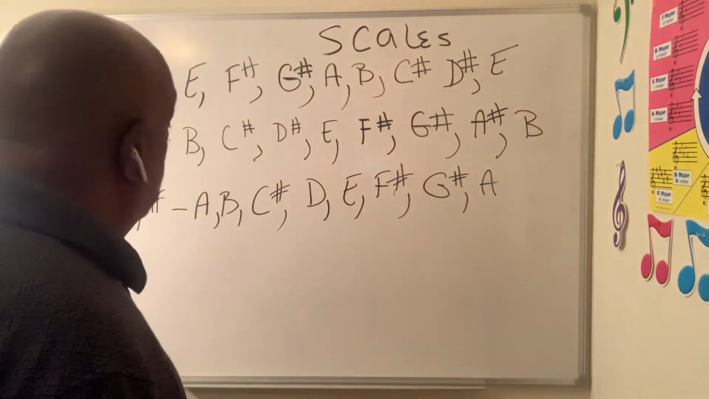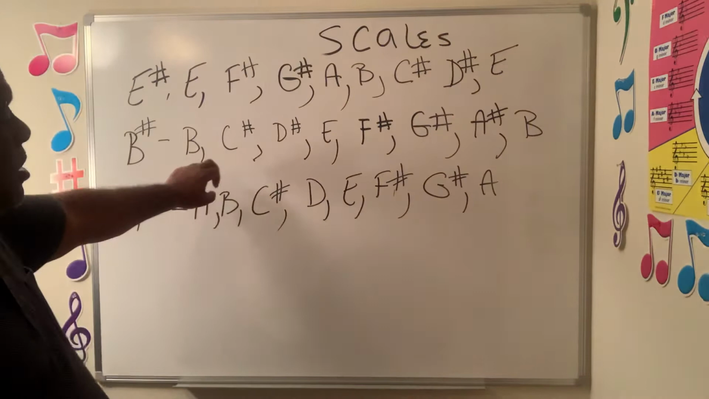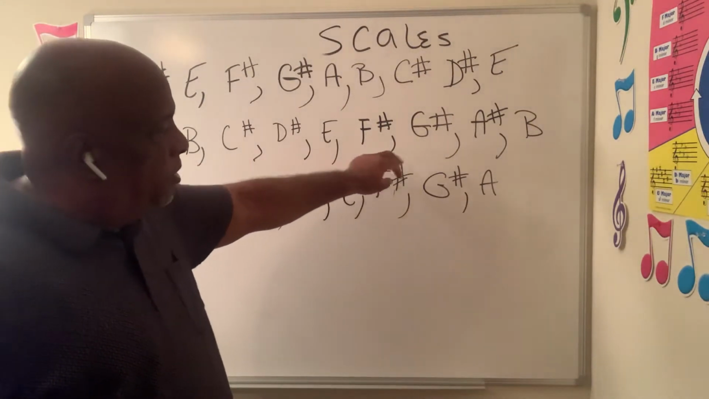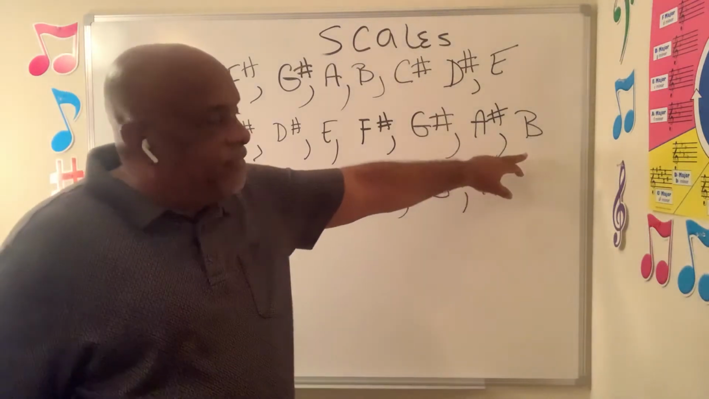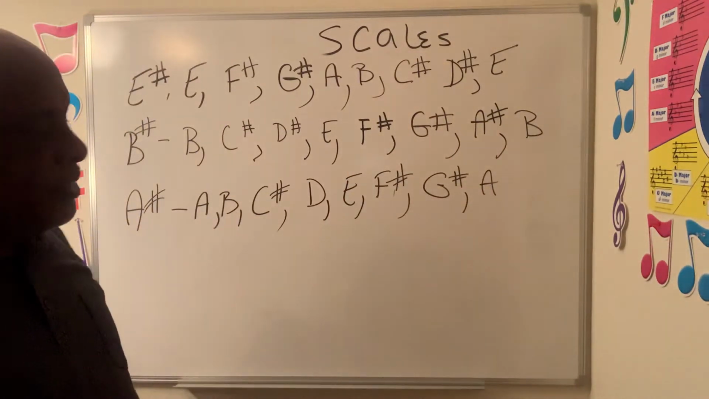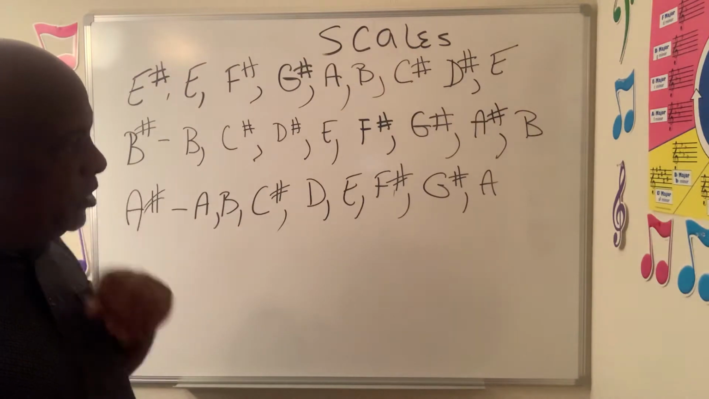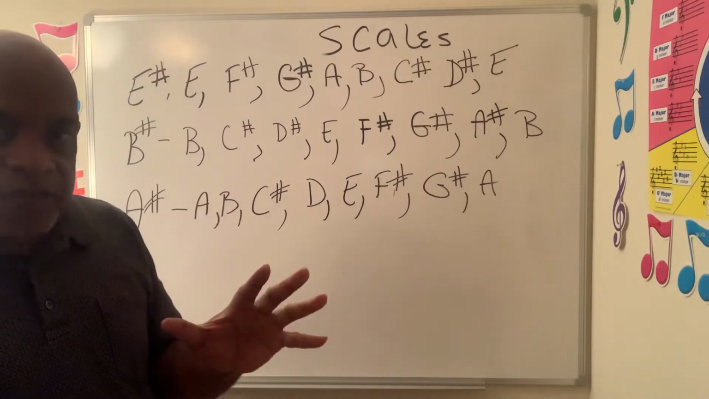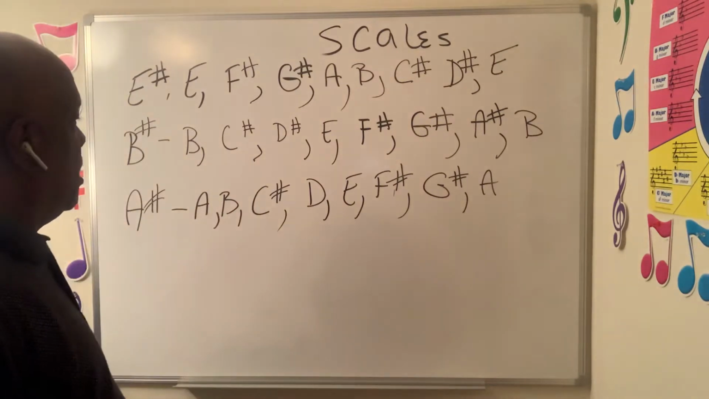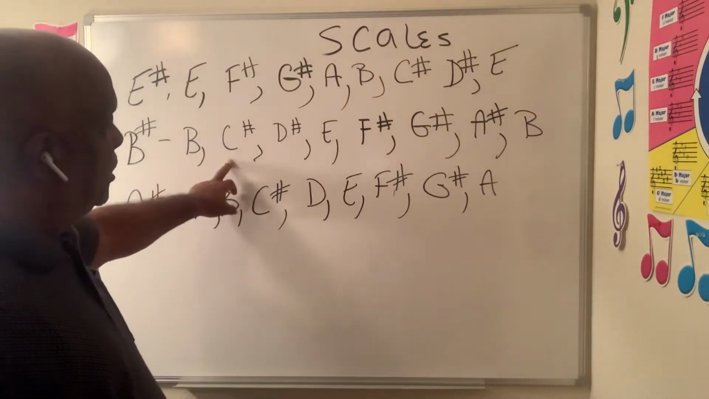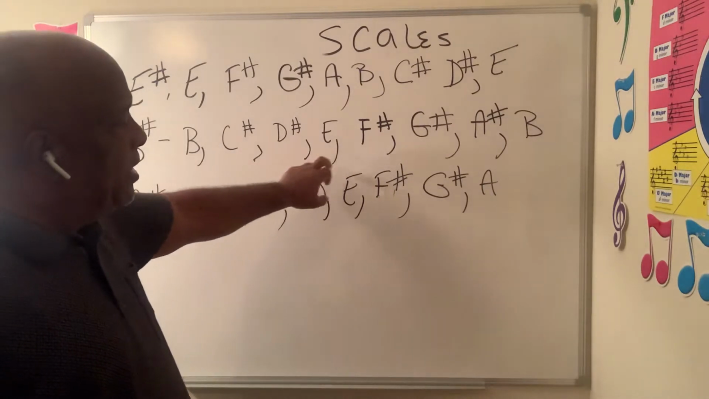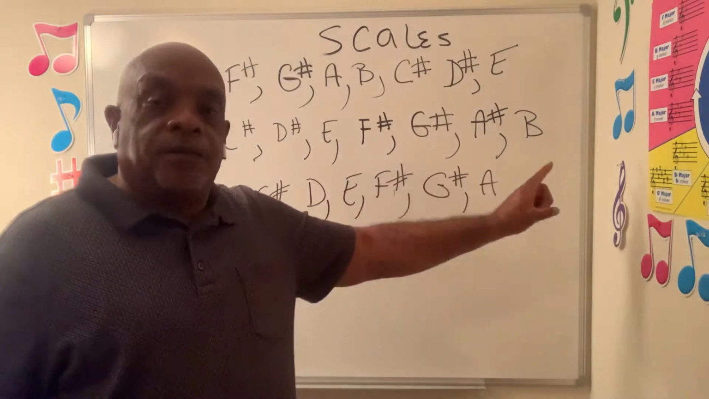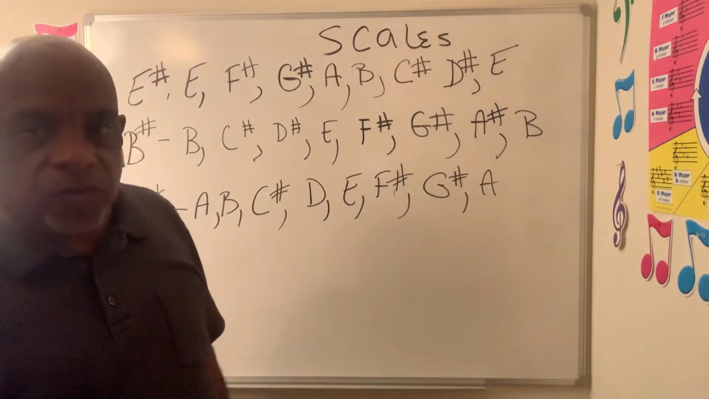Now in the B sharp major scale, we have B, C sharp, D sharp, E, F sharp, G sharp, A sharp, and then B. Okay, that's the B sharp major scale. And remember, in the B sharp major scale, you have five sharps. One more time, you got B, C sharp, D sharp, E, F sharp, G sharp, A sharp, and then back to the B.